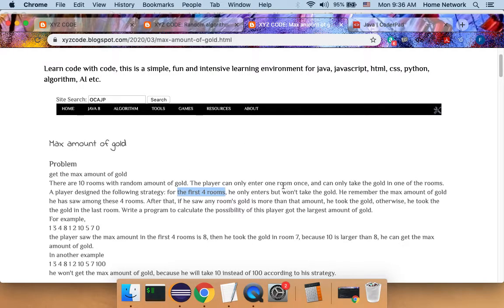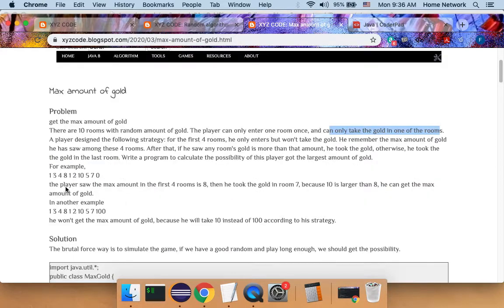And this player can only enter one room once and can take the gold from only one room. So, for example, in this game, the player will win because after he checks the first 4 rooms, the maximum amount is 8. Then he checks the rest of the 6 rooms. He finds 10 is larger than 8, so he takes the gold from that room, which is the maximum.